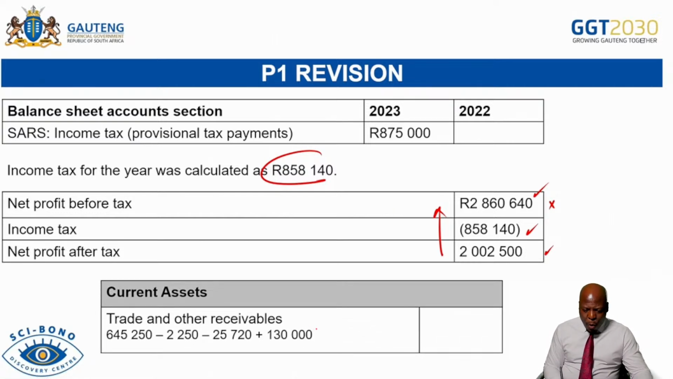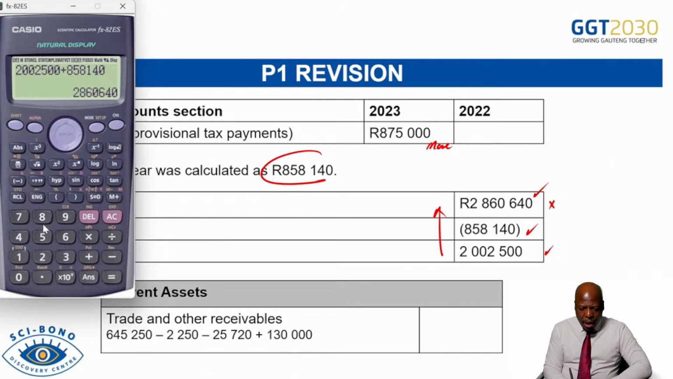Okay, so remember, we've already done this one. The moment your provisional tax payments are more than your income tax for the year, that simply means you have paid more to SARS. So SARS now owes us as a company. It becomes a receivable. So we simply get the difference between the provisional payments, which we have paid, which is 875,000, and then we subtract the 858,140.